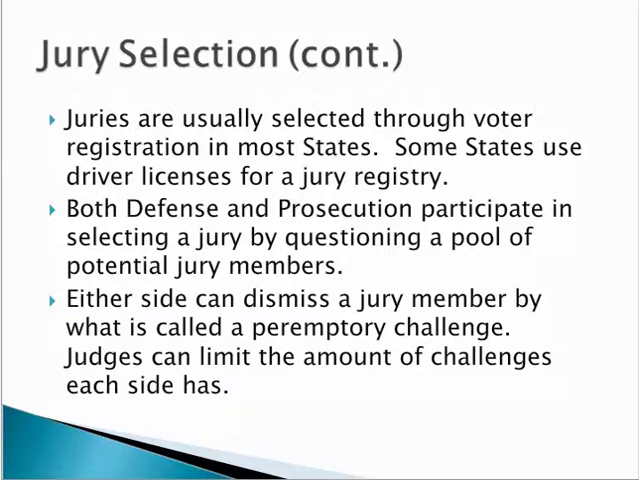Either side can dismiss a jury member by what is called a peremptory challenge. And of course the judge has a say as to how many of those you're going to get, how many the defense will get. If the defense does not like a particular person, they just say, I don't want this person, without having to give a reason. Same with the prosecution. But after a while, the judge may say, hey, you need to give me a reason why you don't want this person on the jury.